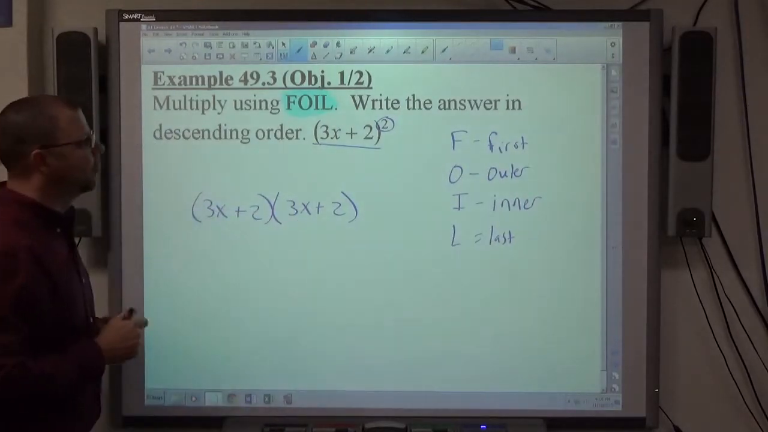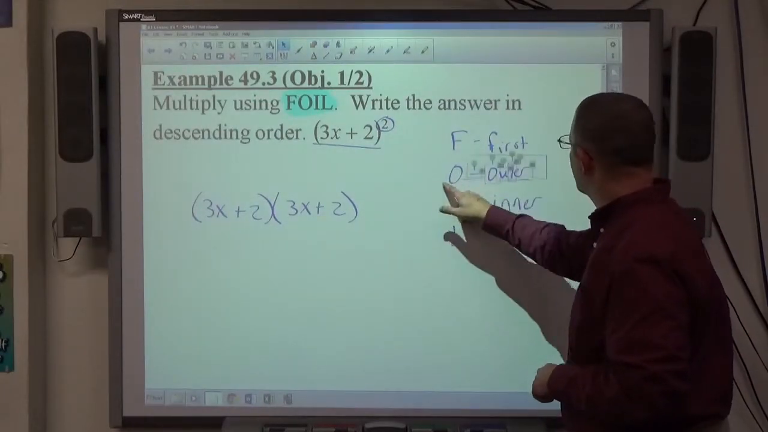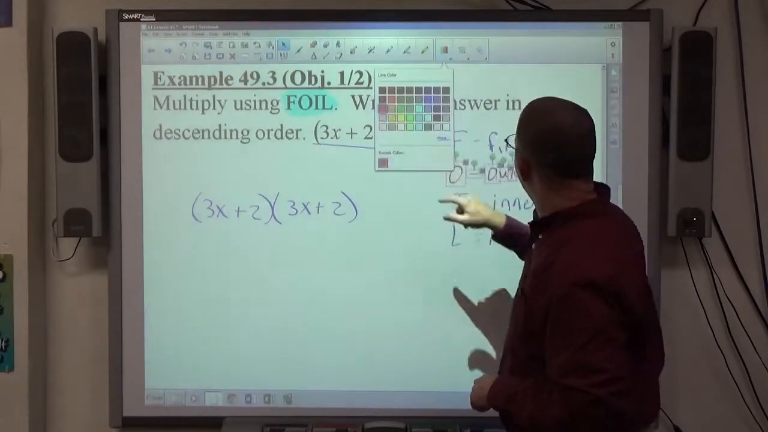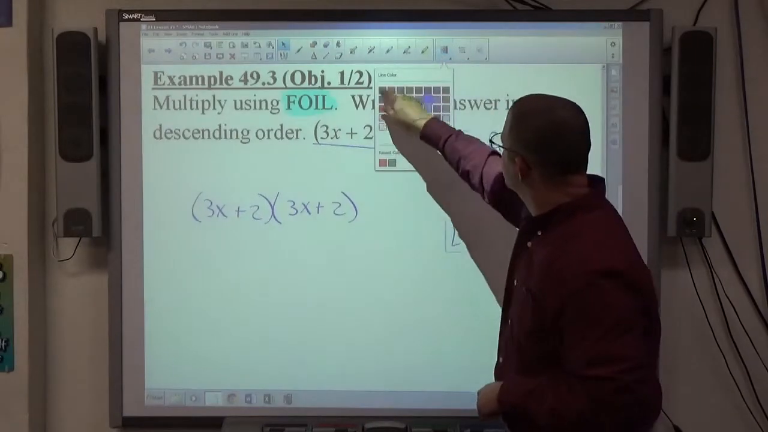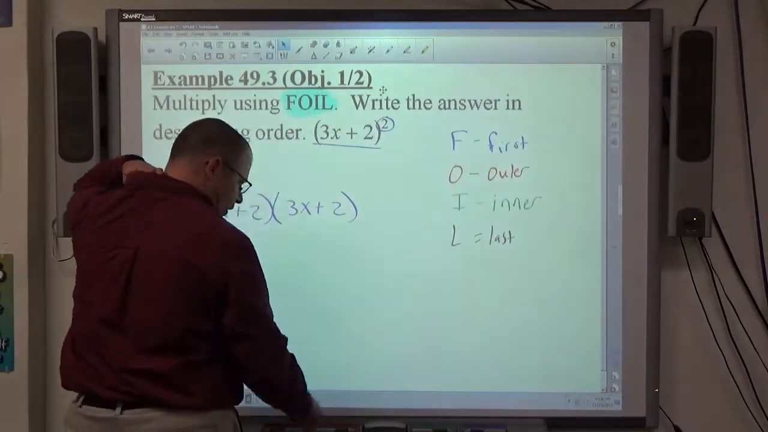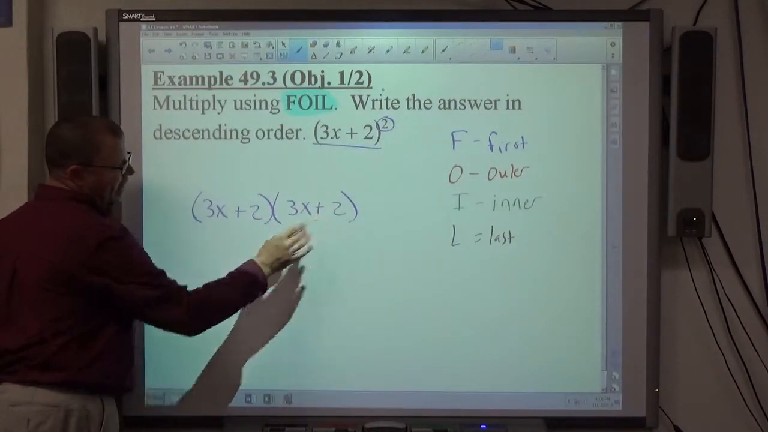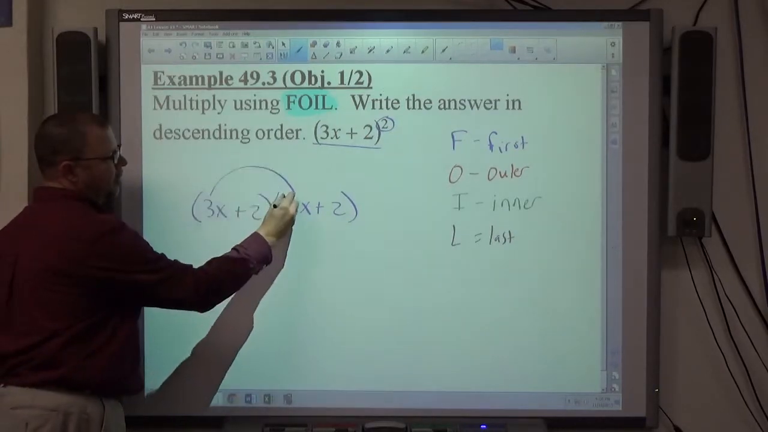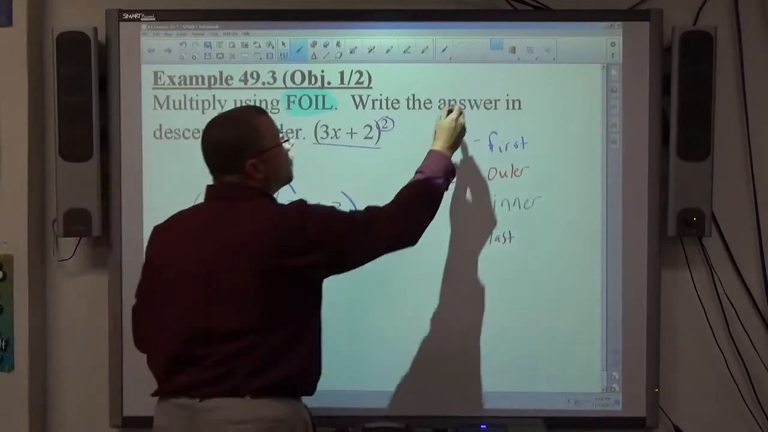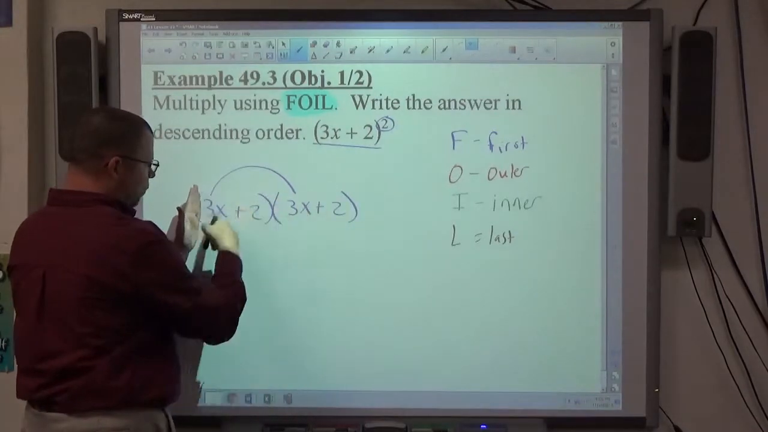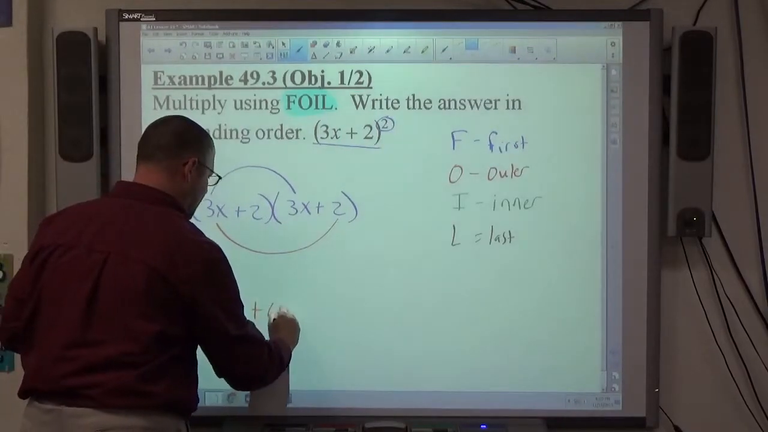So what we have to do here to establish FOIL, let me use some different colors to help it make sense hopefully. Let's use blue and red and green and black. Alright, so when I do first, looking at each binomial as two objects, first, second, first, second. First means to multiply the firsts. So 3x and 3x multiplied, both positive, make 9x squared. For outer, if you look at this as 4 different objects, 1, 2, 3, 4, the outer two objects are right here. 3x and positive 2 makes positive 6x.